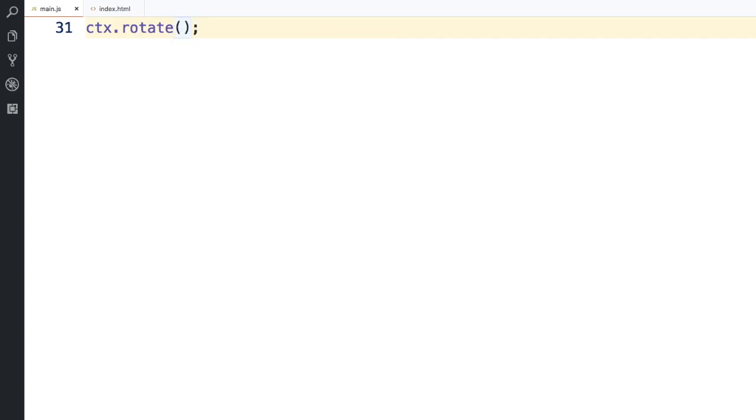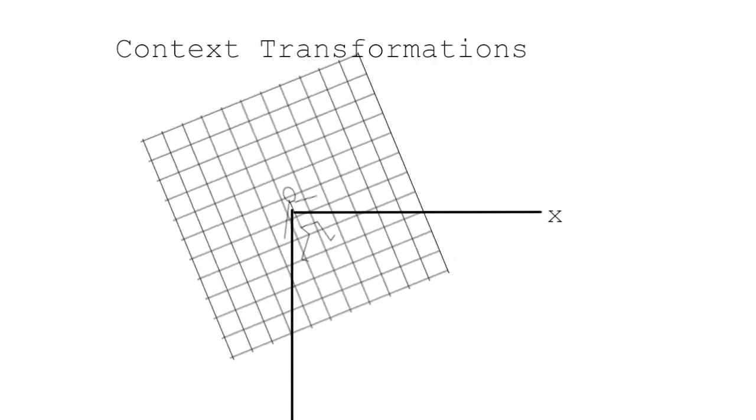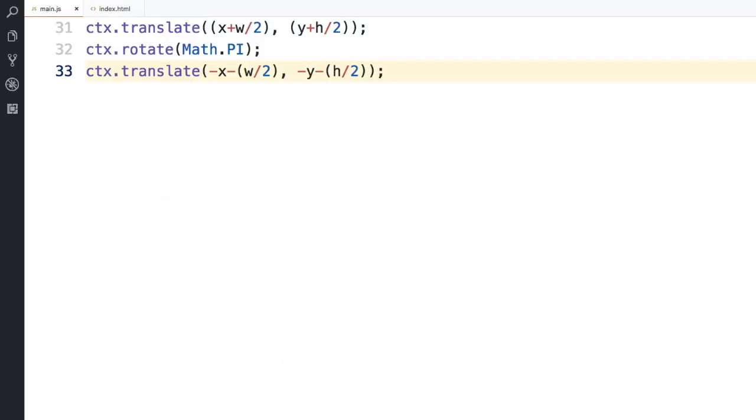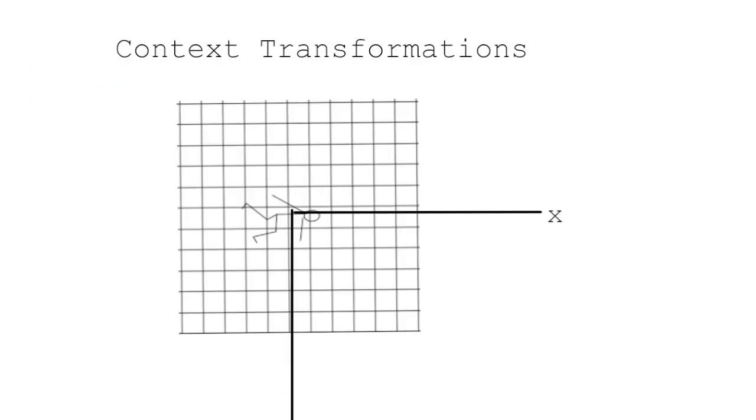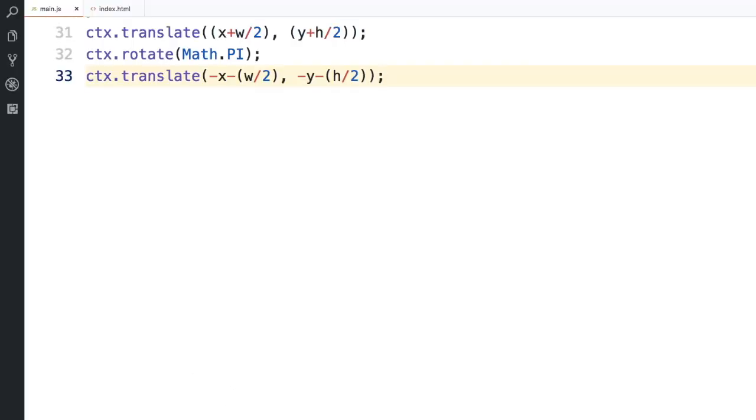Now that the center of our entity is positioned over 0, 0 on the canvas, we can use the rotate method to rotate it 180 degrees or pi radians around the origin. If we were to draw onto the context now, we would have our entity located at the coordinates 0, 0, which is not what we want. So after rotating, we need to reverse the translation we did before, simply by adding negative signs.